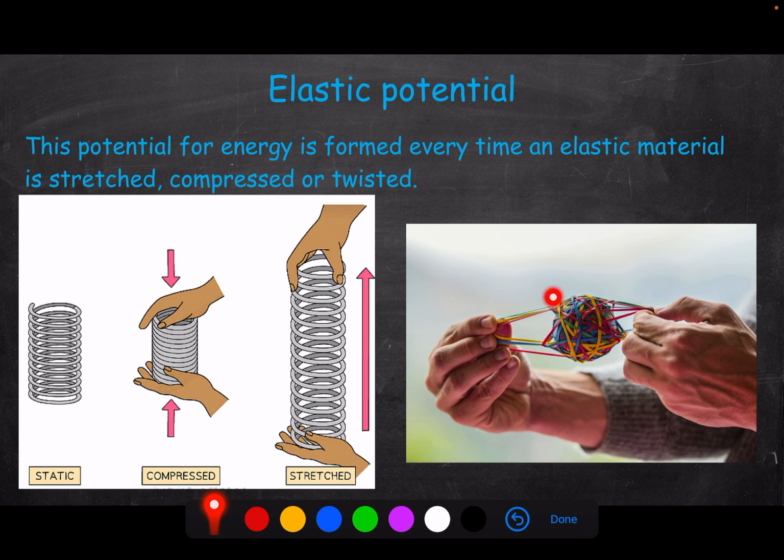And the same can be seen with elastic or rubber bands. When we stretch or twist the band, and release it, it will move back to its original shape. And we use this idea to irritate the teachers or our friends when we're in class. When we're supposed to be listening or working, we will use elastic potential to do all sorts of naughty things.